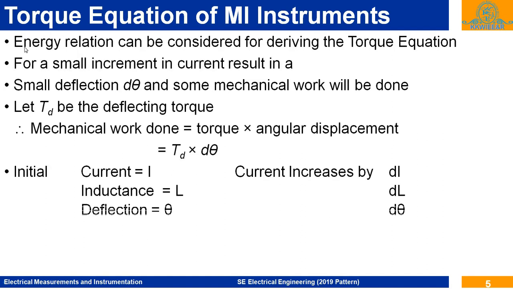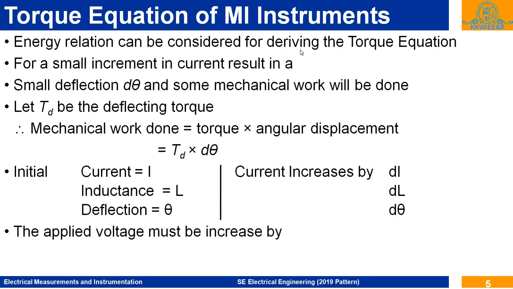Okay, so an energy relation can be considered for deriving this torque equation. For a small increment in the current, there is a small deflection. So a small current is flowing through this coil, which will generate the magnetic field, and because of this magnetic field there is an attraction of this iron piece. It is stationary, but the arrangement is made in such a way that this iron piece will move in the angular direction.